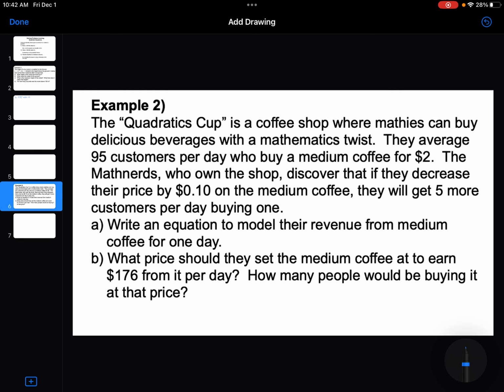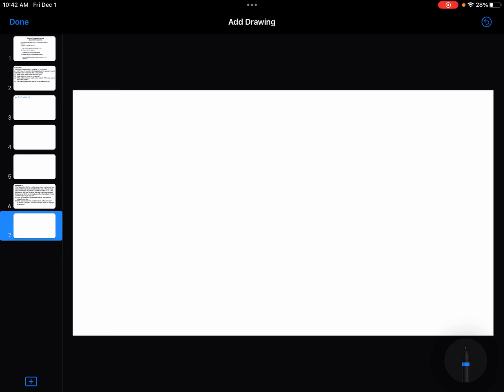Okay, looking at the second question. The Quadratic's Cup is a coffee shop where Matthews can buy delicious beverages. The average customer, so we've got 95 customers a day, and we sell for $2. So right away, without even looking at the question, I know that I'm looking at a revenue question, and revenue is always going to be sales and cost.